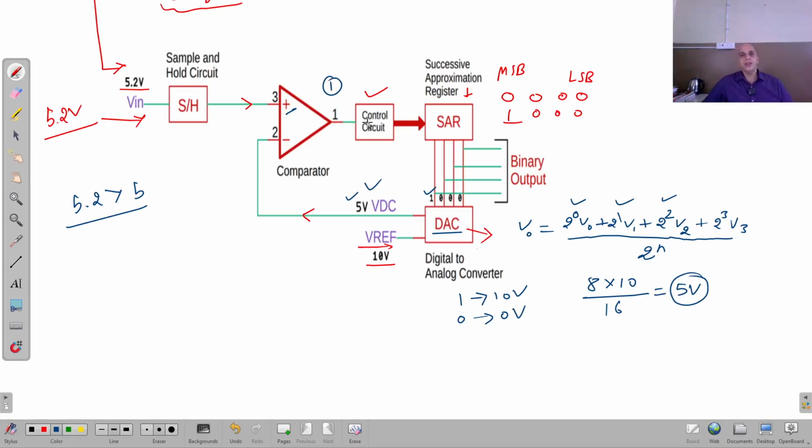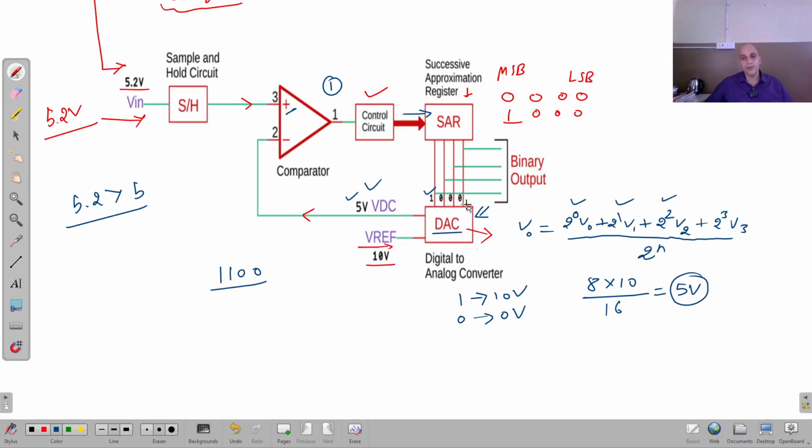So if it is 1, then this control circuit will send a signal to this SAR, and in that case, what will be the output? The next bit: initially it was 1 1 0 0, so now it will become 1 1 0 0. Why? Because the output generated by the SAR previously was less than this one, right? So now obviously this will be increased, so 1 1 0 0 will now appear at this point, right?